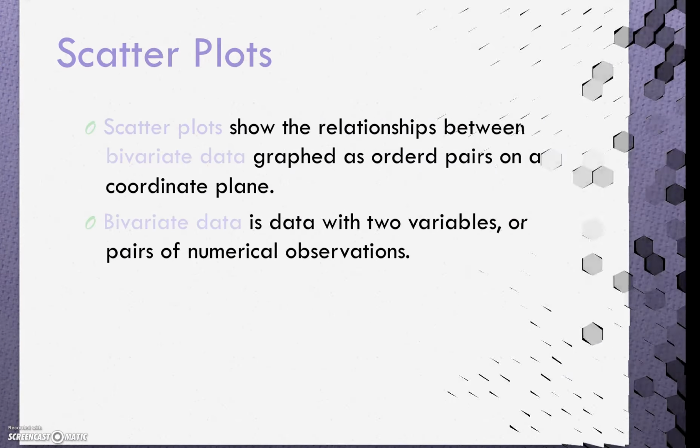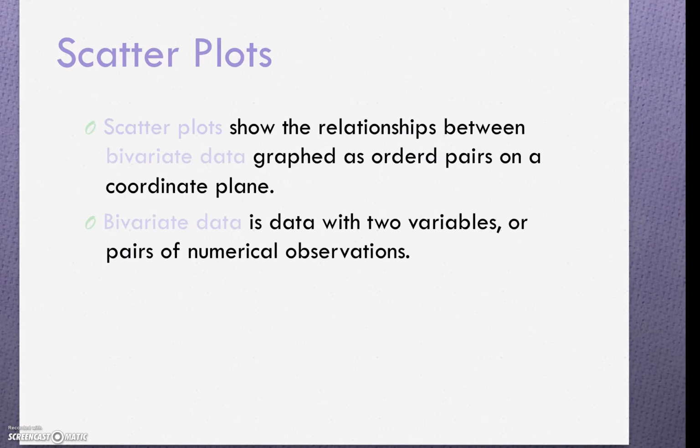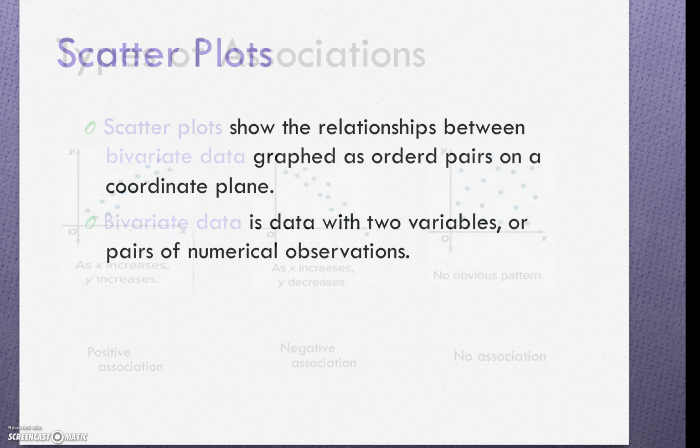So then we're going to look at scatter plots, which is where that data from those two-way tables go. A scatter plot shows the relationship between bivariate data graphed as ordered pairs on a coordinate plane. Bivariate data is data with two variables or pairs of numerical observations, and that's what a two-way table shows, bivariate data, and the scatter plots show your bivariate data.